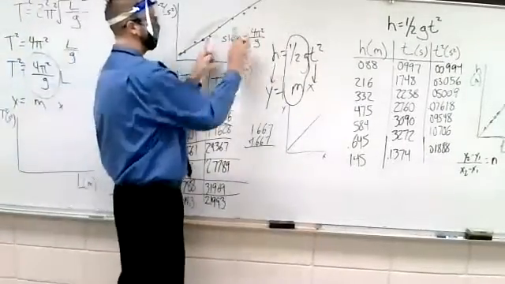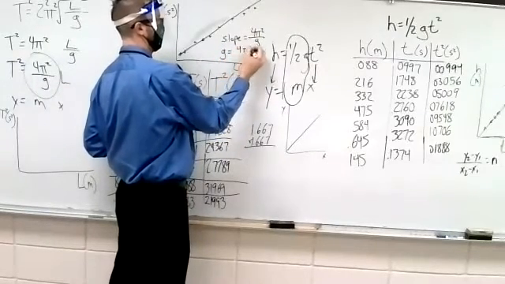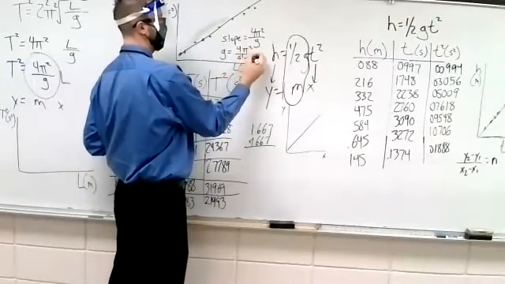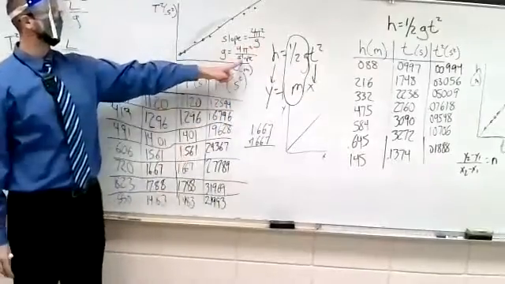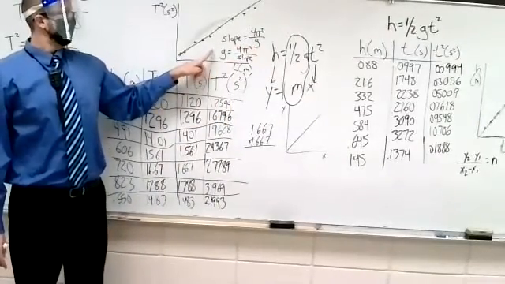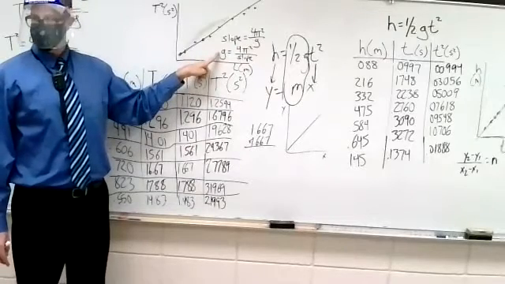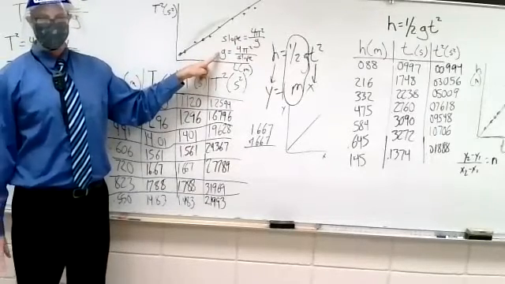Multiply both sides by g, divide both sides by slope. So really, if you wanted to write this down, once you know the slope, g is 4 pi squared over your slope. Okay? So that's how you'll deduce g. That's your claim: g equals some number, meters per second squared.